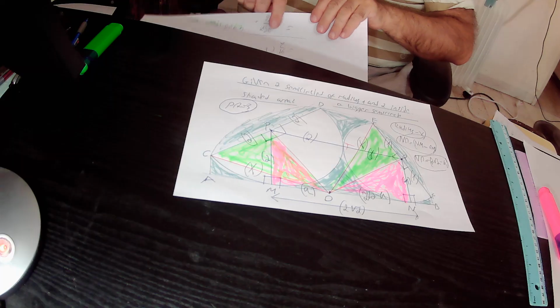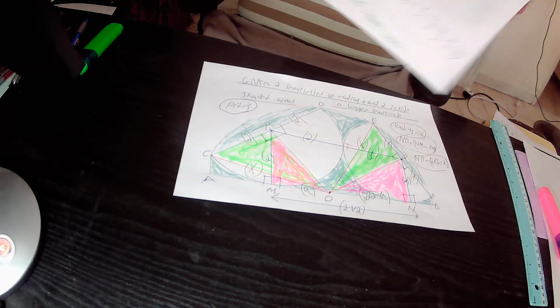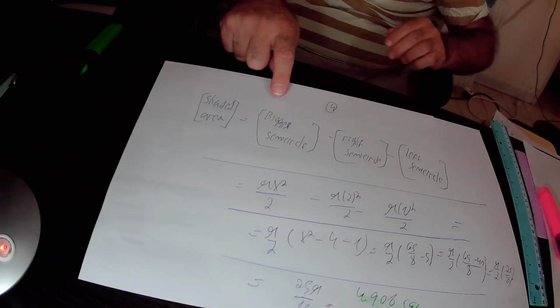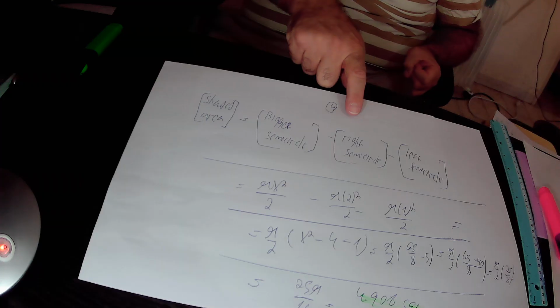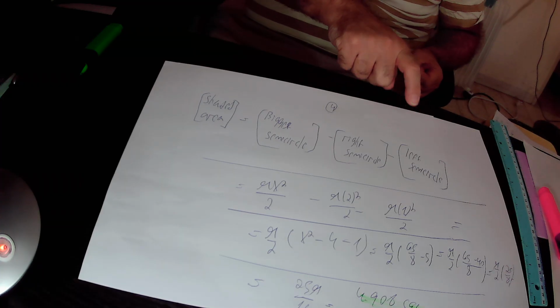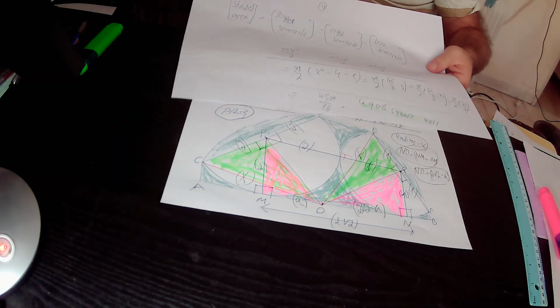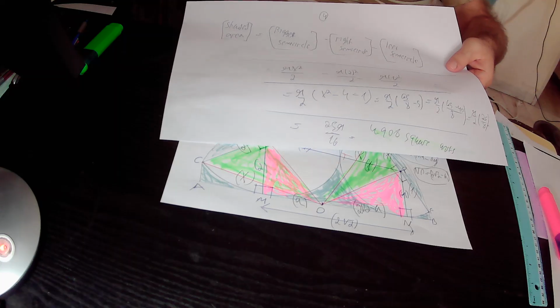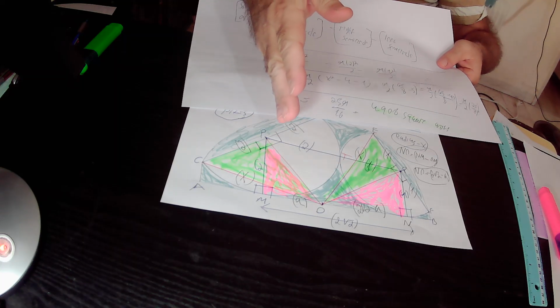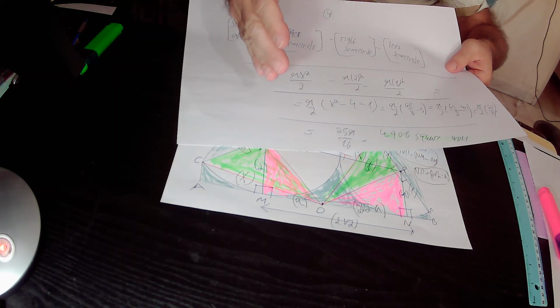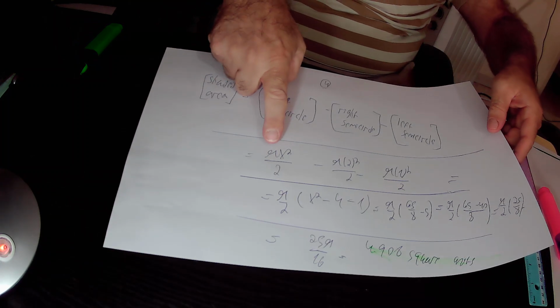Read again. The size of the shaded region is equal to the area of the biggest semicircle minus the area of the right semicircle minus the area of the left semicircle. The radius of this biggest semicircle is x, and therefore the area of the biggest semicircle must be equal to pi x squared over 2.